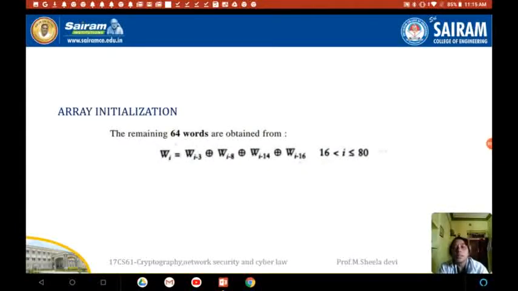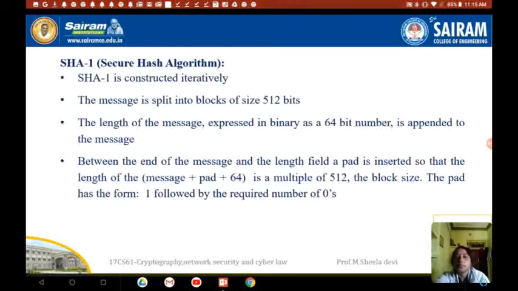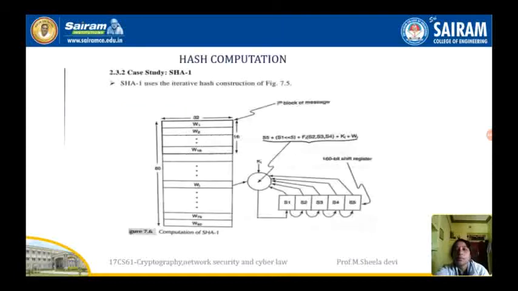The second step is array initialization. Here the 512 bits will be converted into 16 words. But if you see this diagram, you will come to know why we need 80 words. If you see the diagram, you will find that we need 80 words to calculate the hash value of some message.